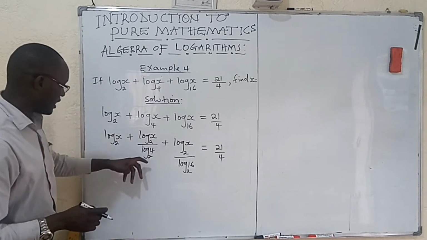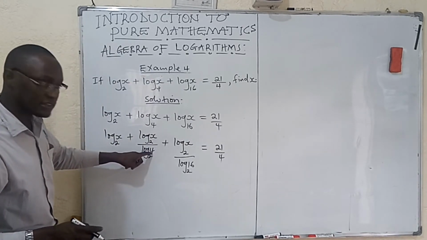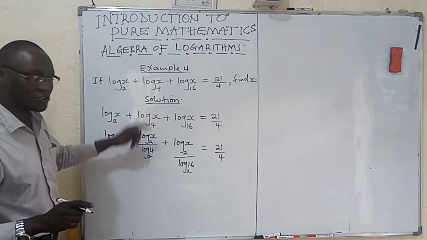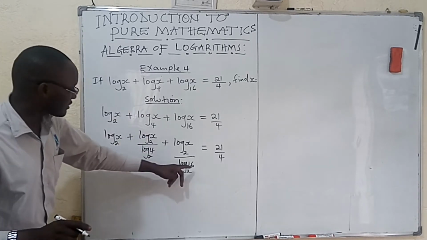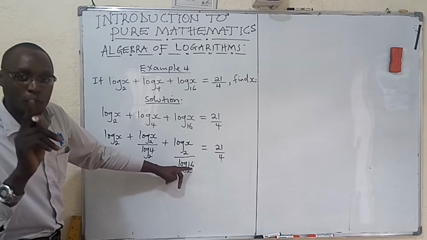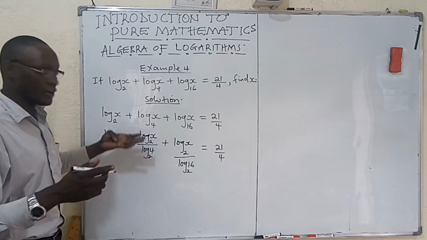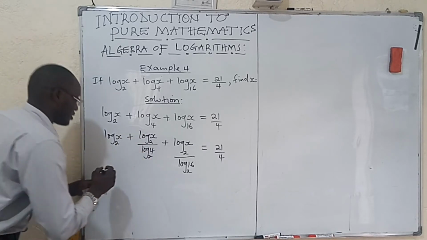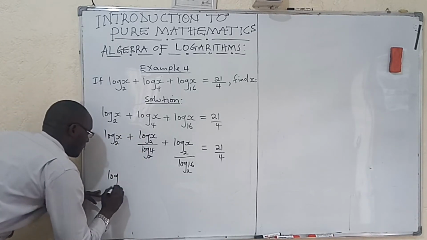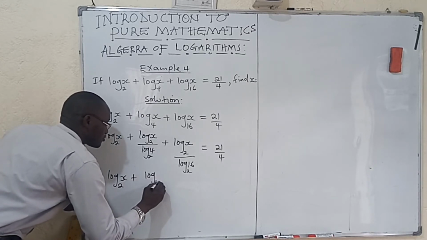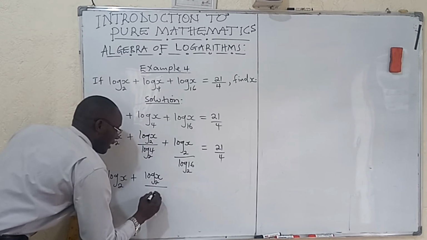What can I see? I'm seeing that 4 is the same as 2 squared. 16 is the same as 2 power 4. Oh, that is very interesting. We can go and cause that change. So this is now going to be log base 2 of x plus log base 2 of x over 2.